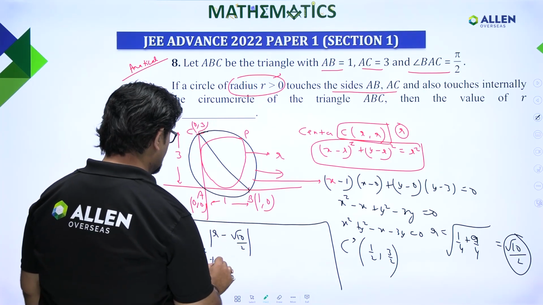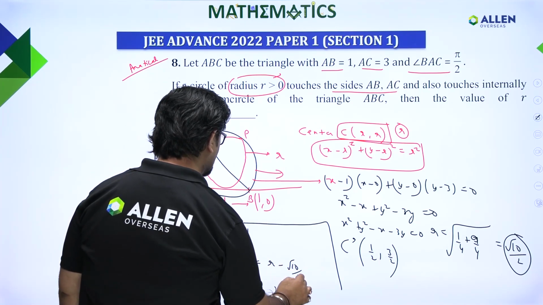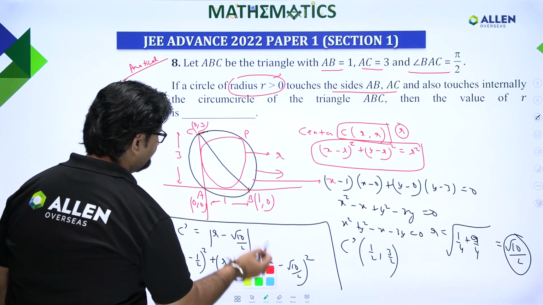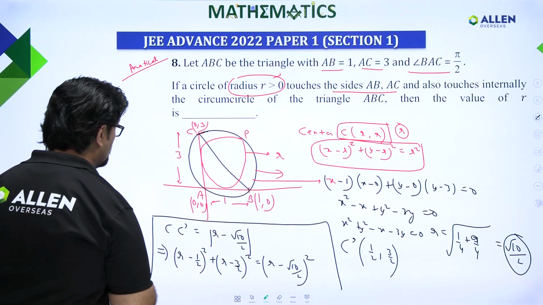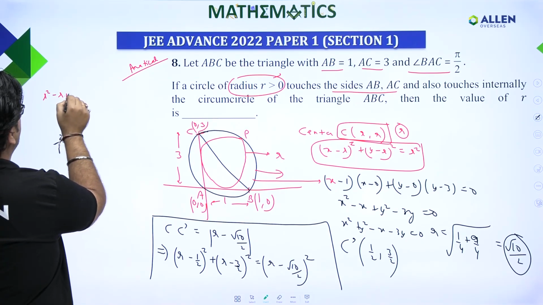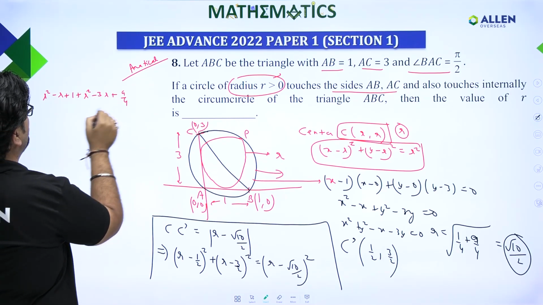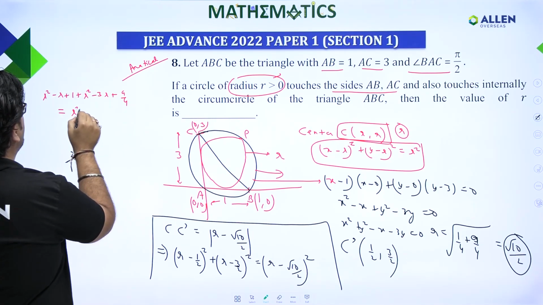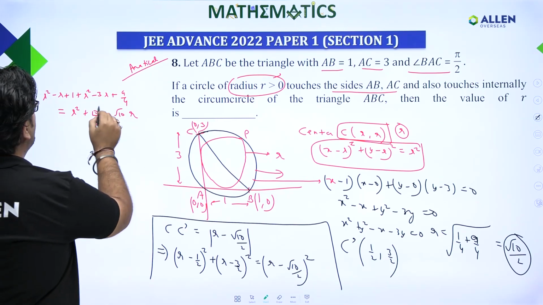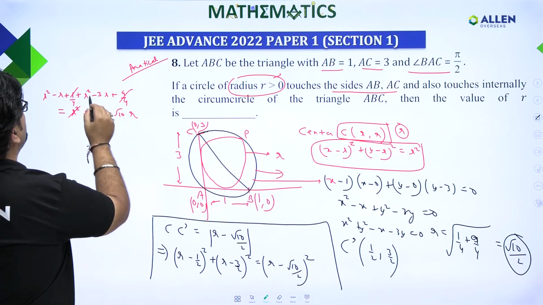And next will be what, my dear? Yes, (r minus 3 by 2) whole square equals (r minus root 10 by 2) whole square, my dear. Okay, now I am just squaring for you, my dear, here. So if I square it, I will be getting r square minus r plus 1 by 4, plus next thing will be r square minus 3r plus 9 by 4, and there I am getting r square plus 10 by 4 minus root 10 r, my dear. So 10 by 4, 9 by 4 and this 1 by 4 will be cancelled out from each other, and this r square will be cancelled out from r square.